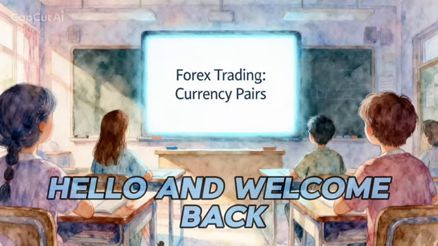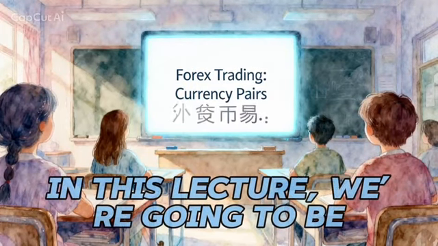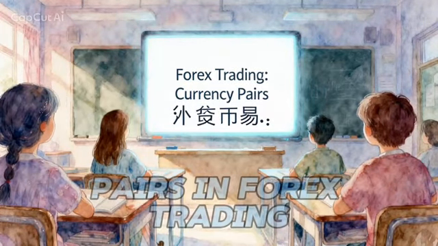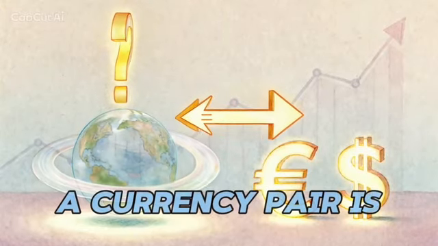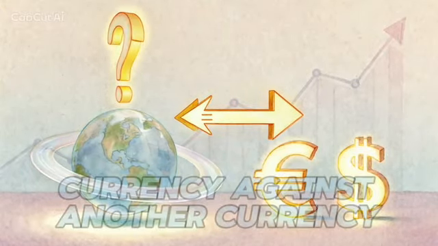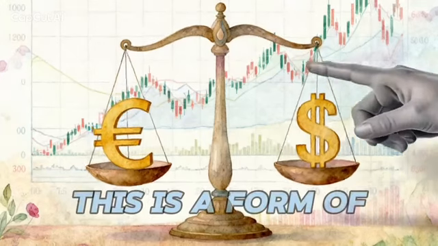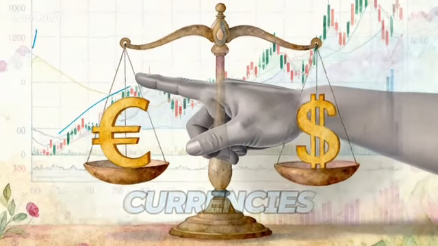Hello and welcome back. In this lecture, we're going to be learning about currency pairs in Forex trading. So, what are currency pairs? A currency pair is basically a quote of one currency against another currency. This is a form of comparison between two currencies.